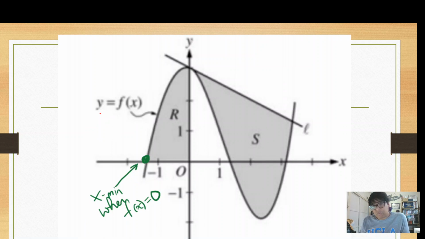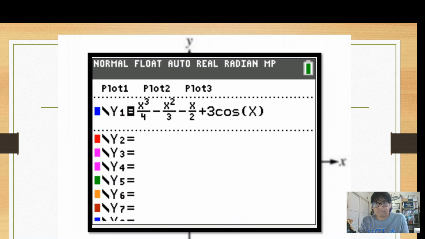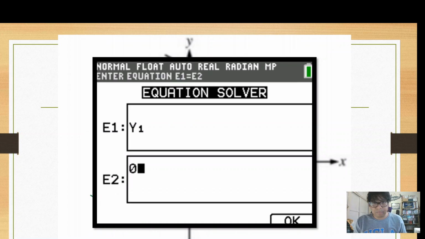X min, that happens when f of x equals 0, or we're going to have to figure out what that is. That's not 1, that's not -1, that's not -2. So in our calculator, we're going to substitute. We're going to put y1 set equal to f of x. We're going to find out in our equation solver when y1 equals 0.